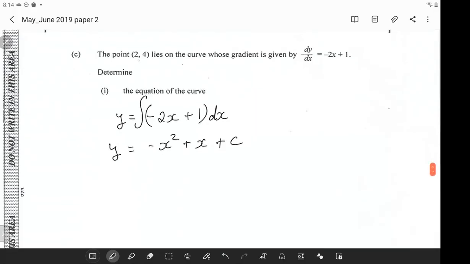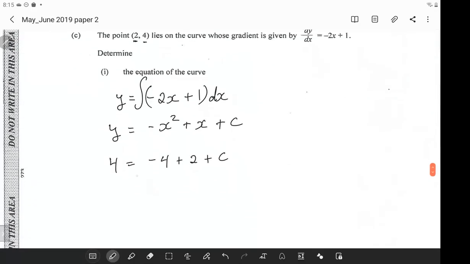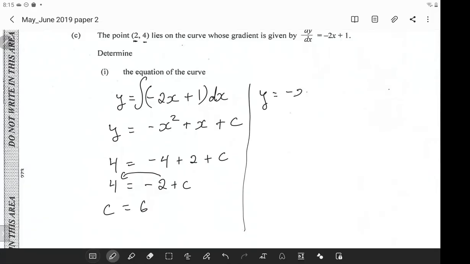Now we are told that when x is equal to 2, y is equal to 4. So we have 4 is equal to negative 4, because 2 squared is 4 and we have the negative out front, plus 2 plus c. So we have 4 is equal to negative 2 plus c. So c is equal to 6. So our equation of the curve is y is equal to negative x squared plus x plus 6.